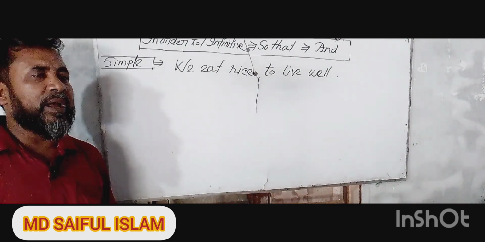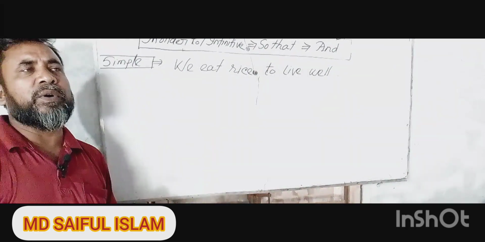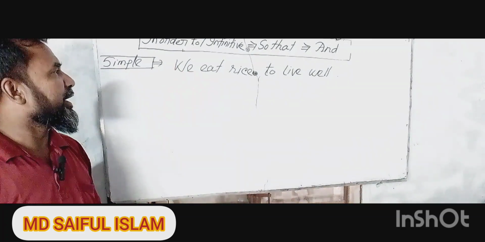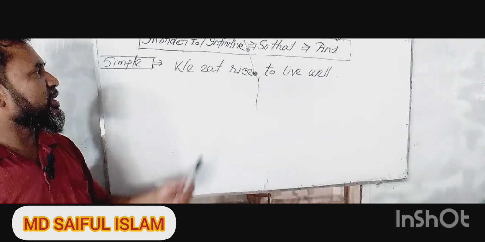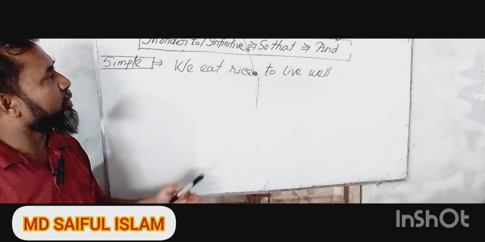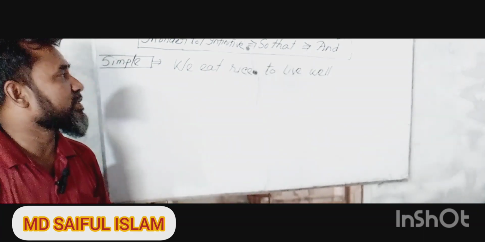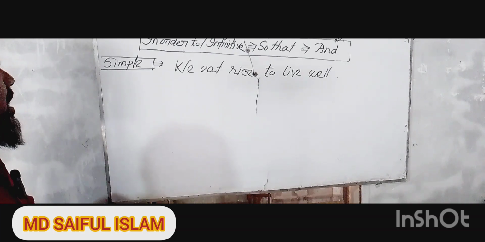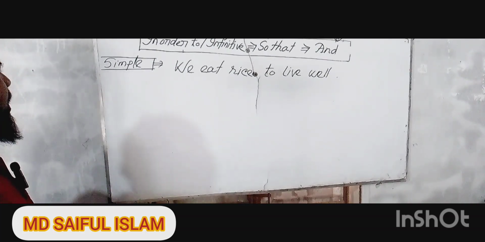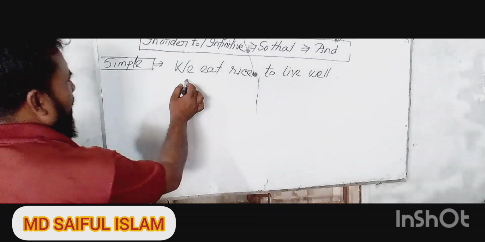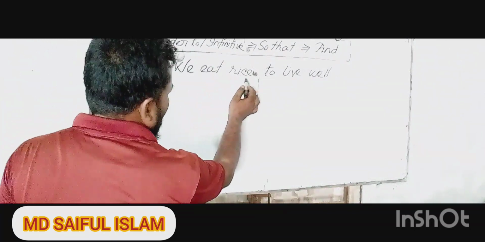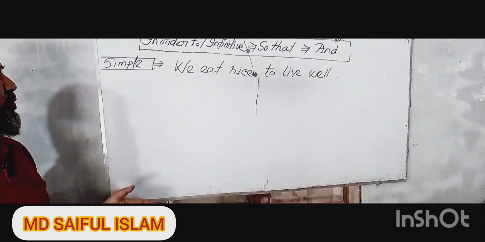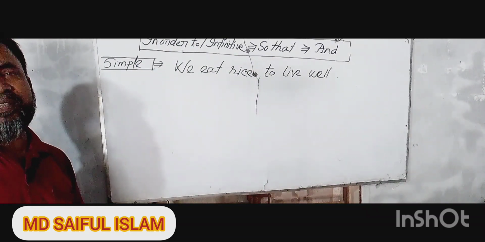When you change such a simple sentence containing in order to or an infinitive, you will have to use so that in the case of a complex sentence, and in the case of a compound sentence you will have to use and. So viewers, take a look at the board and try to understand. I have written a sentence: We eat to live. Javier, I want to ask you, what category of sentence is this?